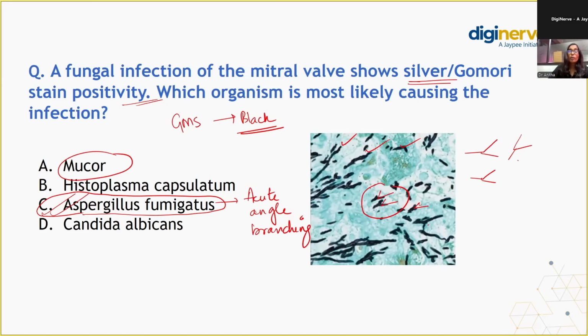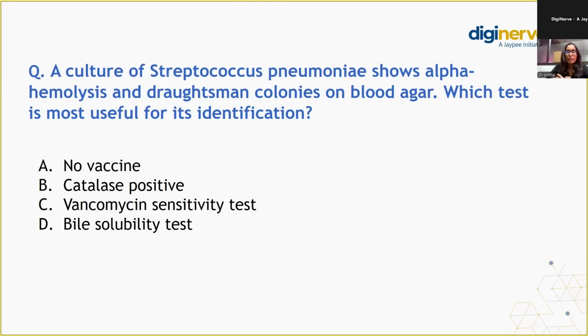Mucor, if you see, means you will be able to appreciate broad aseptate hyphae. The hyphae will be very broad, with no septa present. Histoplasma, if at all you see, means you will be having very tiny yeast cells present within the macrophages. Candida albicans, again, you will be able to see yeast cells, 5 to 10 micrometers. So the question here is, you are able to see hyphae having acute angle branching, which points towards Aspergillus infection.